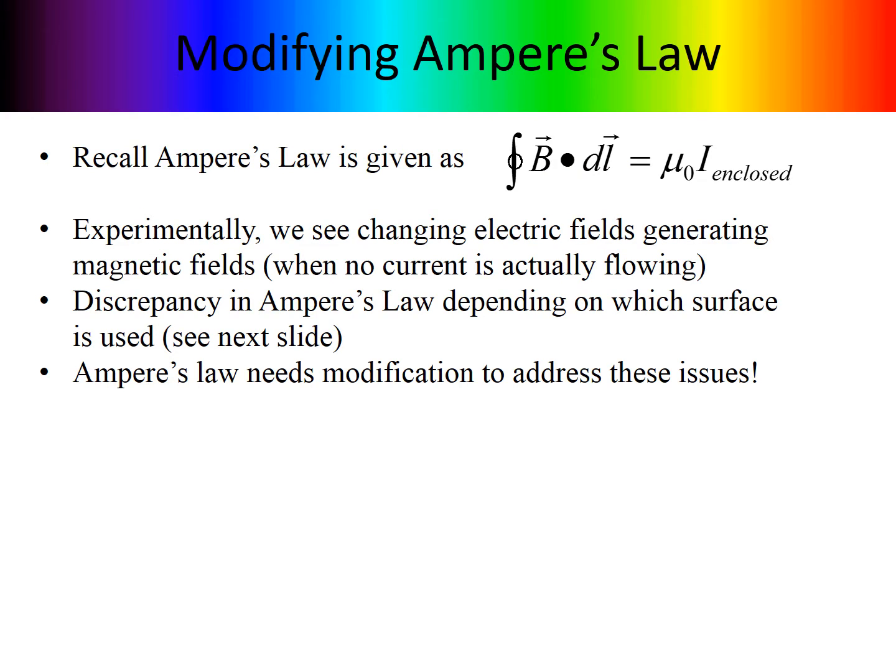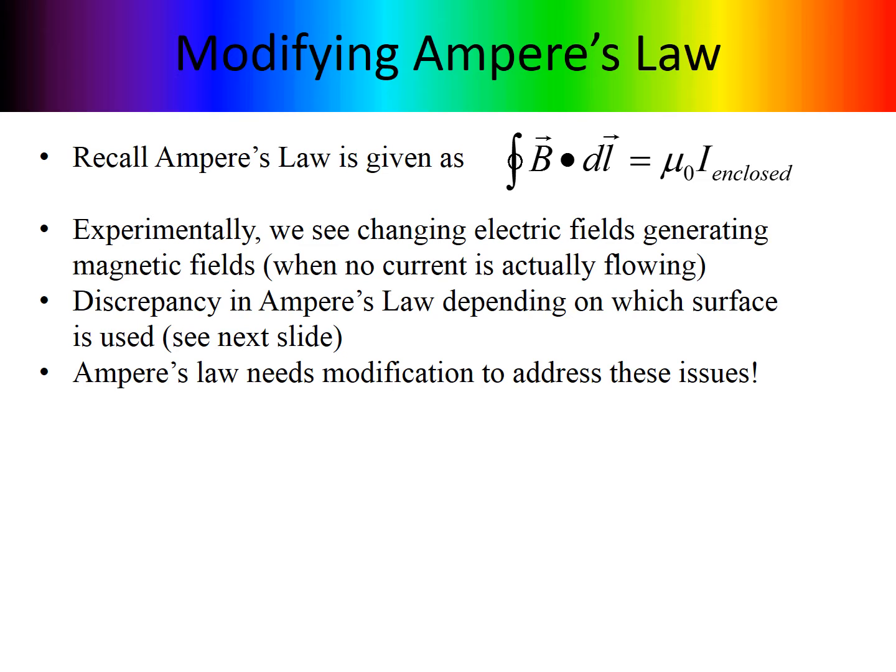So remember, Ampere's law is describing current flowing through a surface and a line integral around that surface. So we draw a path around the surface through which current is flowing, and then if we integrate, the integral of B dot dl equals mu sub 0 I enclosed by the surface.